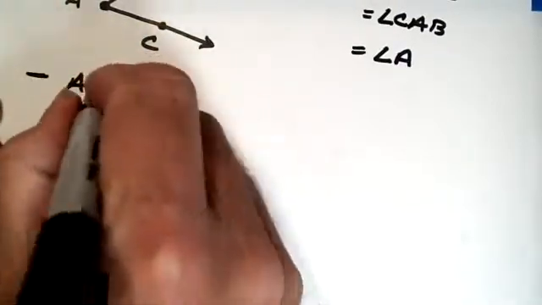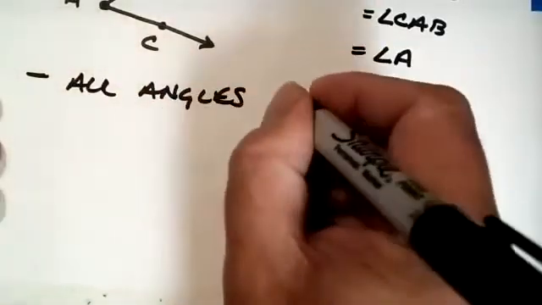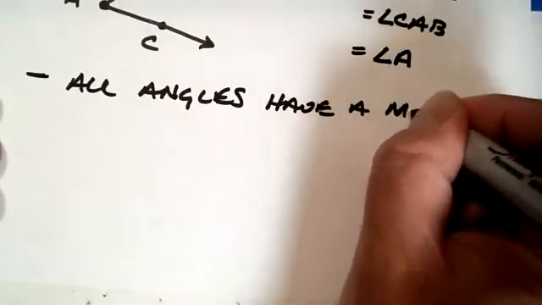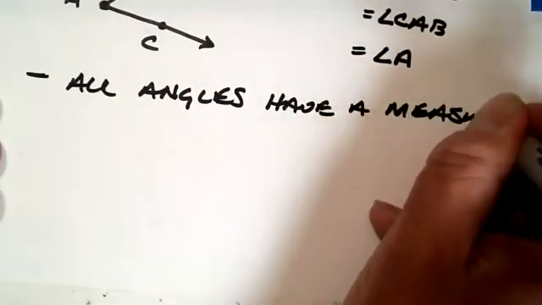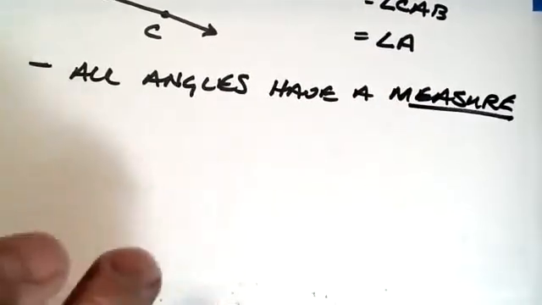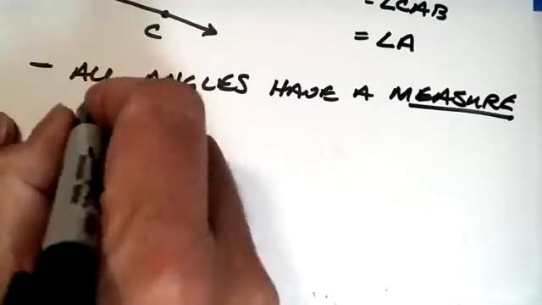All angles have a measure. That's just a statement about how we're going to approach trigonometry. What does that mean? It means that there is a number associated with the size of the angle. And I'll try to be a little more precise about how we come up with that measurement right away.